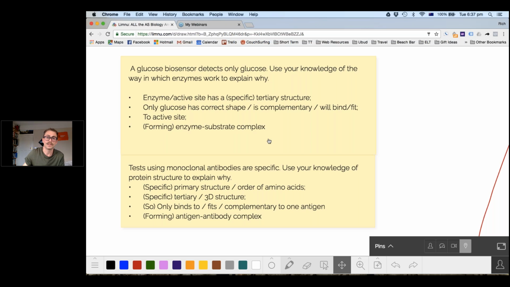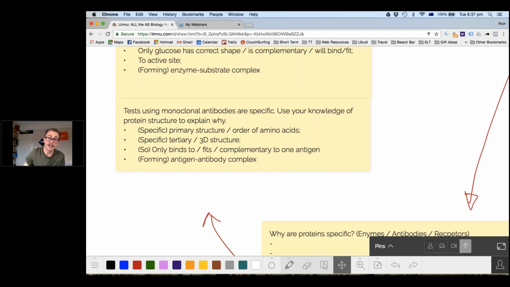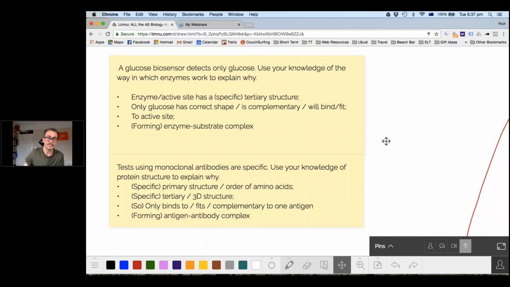Let's have a look at another real past paper question. Tests using monoclonal antibodies are specific. Use your knowledge of protein structure to explain why. Look at how similar these questions are. Specific primary structure, order of amino acids. Specific tertiary structure, or 3D structure, only binds to, fits to, is complementary to one antigen, forming an antigen-antibody complex. Same answer, same thing, slightly different key terms.